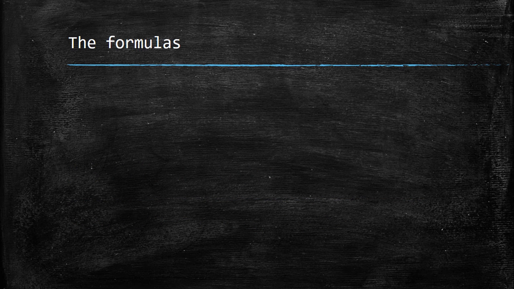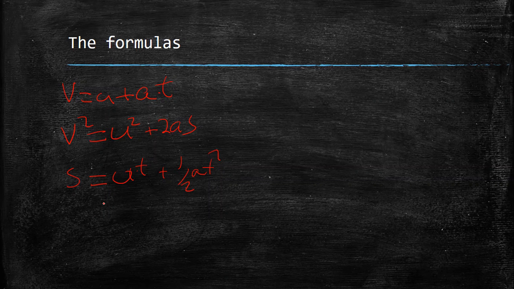So the first thing I'm going to do is quickly write out all the formulas. The first one we got is v = u + at. Second one is v² = u² + 2as. Third one is s = ut + ½at². Last one is s = ((v + u)/2) × t.